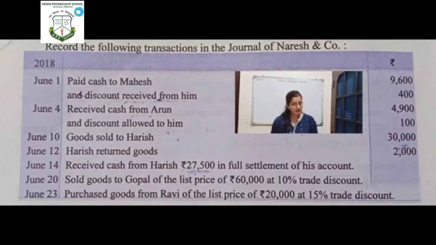14th June, received cash from Harish rupees 27,500 in full settlement of his account. 20th June, sold goods to Gopal of the list price of 60,000 at 10% trade discount. 23rd June, purchased goods from Ravi of the list price of 20,000 at 15% trade discount. So now we have to record all these transactions in the books called journal.